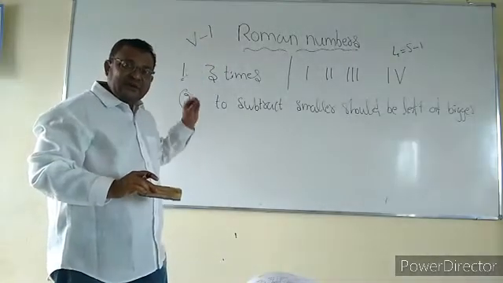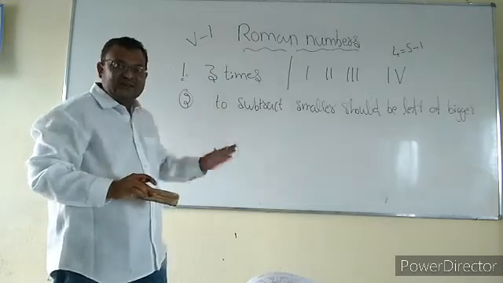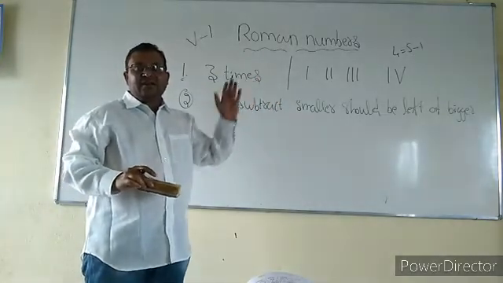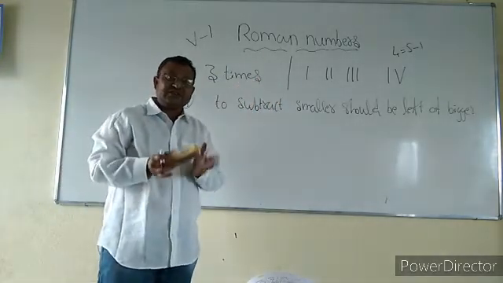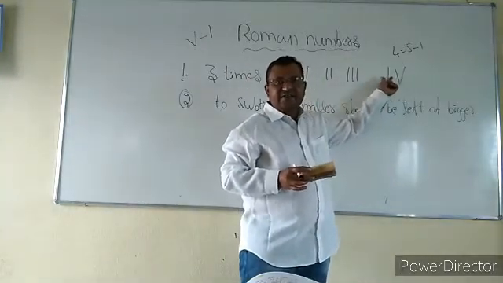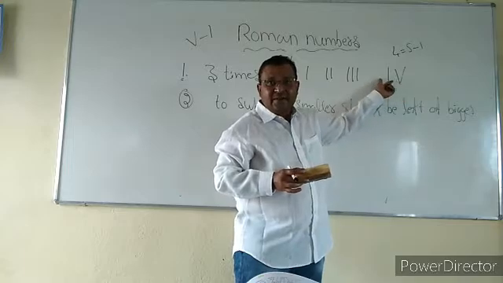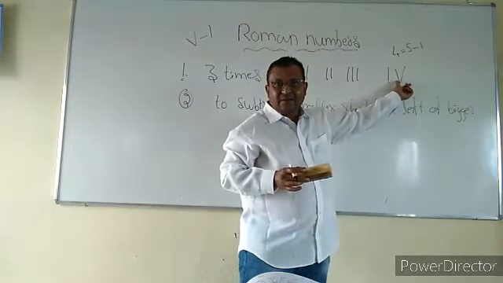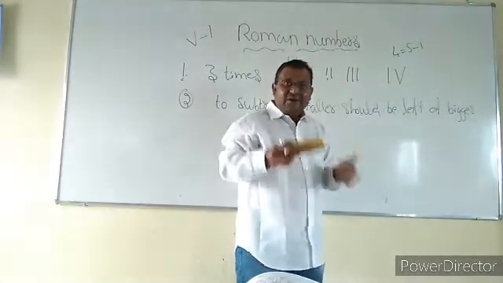For subtraction in Roman numbers, the second rule tells us to write the smaller number on the left side of the bigger number. It shows subtraction. Left side smaller number written, so the left side number is subtracted from the bigger one. That means 5 minus 1. Then what about addition?